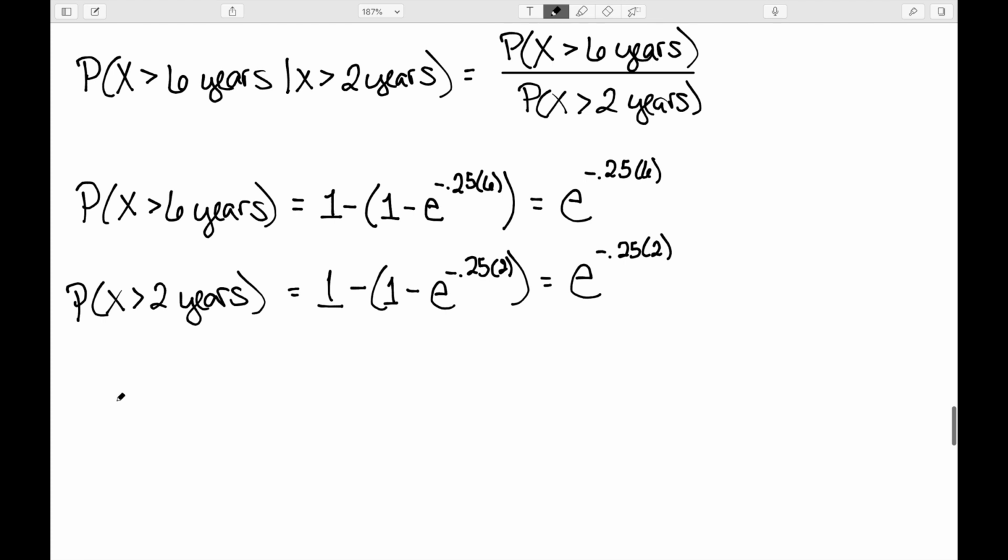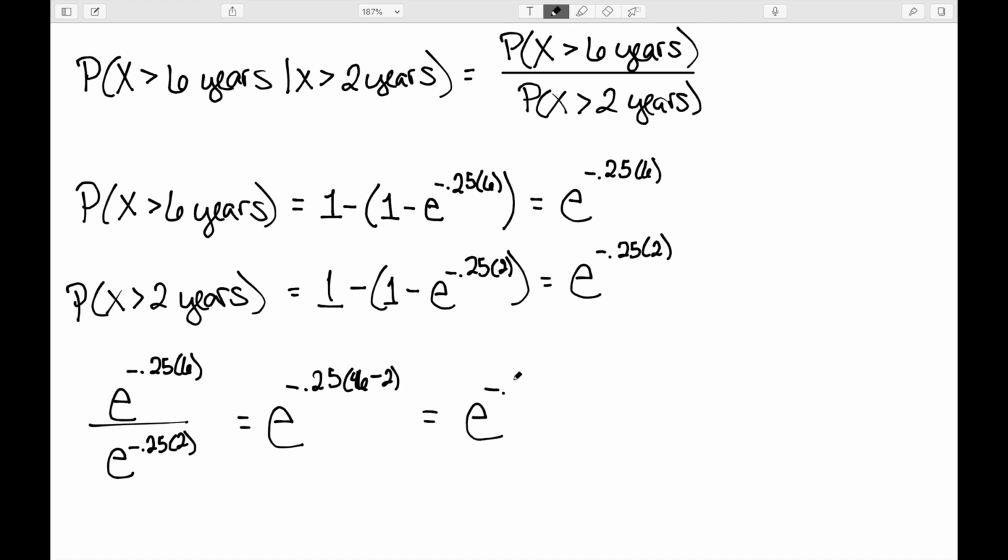We then divide these. e to the negative 0.25 times 6 over e to the negative 0.25 times 2. Properties of exponents say if you divide and they have the same base, I can subtract. So 6 minus 2, which is e to the negative 0.25 times 4, which is also the same thing as the probability that it lasts more than 4 years. So the chance that it lasts an additional 4 years is the same as the probability that it would last the original 4 years.